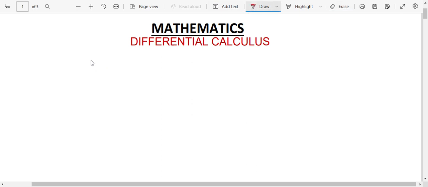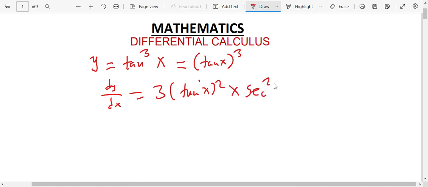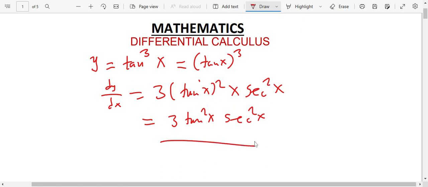So let's say we have been asked to find the derivative for y is equal to tan cubed x. You know tan cubed x can also be written as tan x and then cubed. So meaning the derivative dy over dx, just drop the power, then it becomes tan squared x, and then differentiate what is inside. If you differentiate tan, you get sec squared x. So this is going to give you 3 tan squared x sec squared x. So this is going to be the answer.